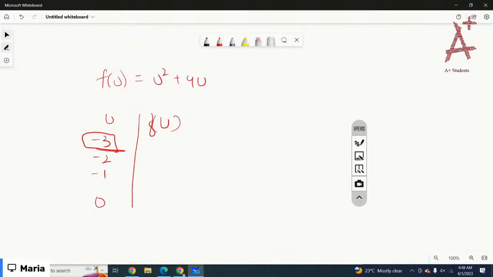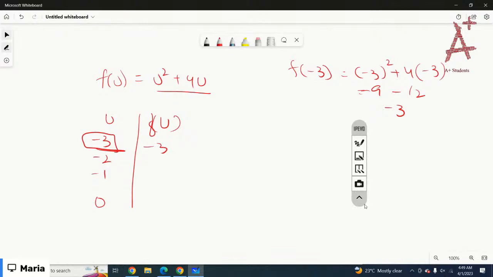You have to replace the u with negative 3. So f of negative 3 would be negative 3 square plus 4 times negative 3. Negative 3 square is 3 times 3, which is 9. And 4 times negative 3 is negative 12. So 9 minus 12 is negative 3. That means when u is negative 3, f of u is also negative 3.